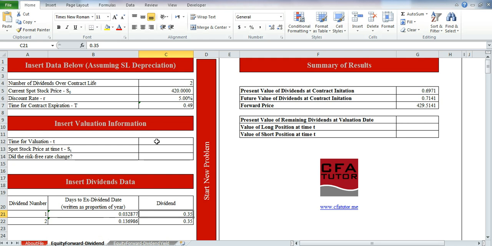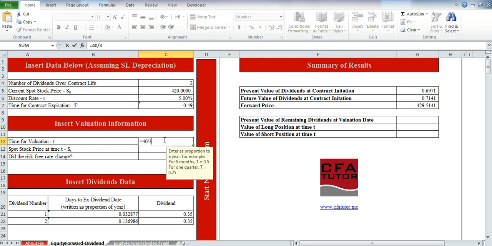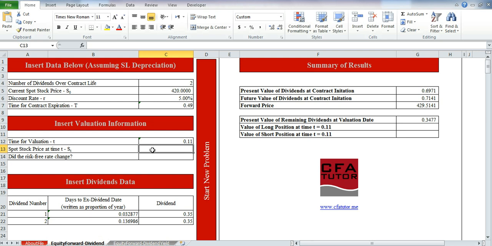including the dividend adjustment. At time of valuation, right now we are 40 days into the contract, so 40 divided by 365. And the stock price has changed to 422, and the risk-free rate hasn't changed, so we're going to say no. And right now, the present value of remaining dividends, because we only have this dividend left, the first one has already been paid, that's why you will see a difference over here. Also, because time has passed, that's another reason why there is a difference between them.